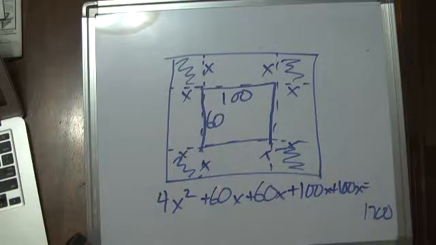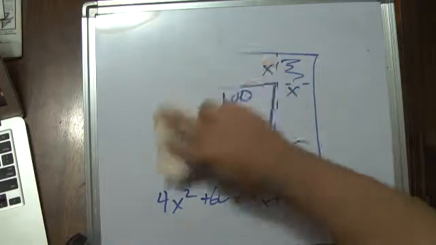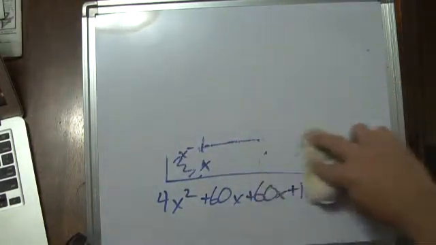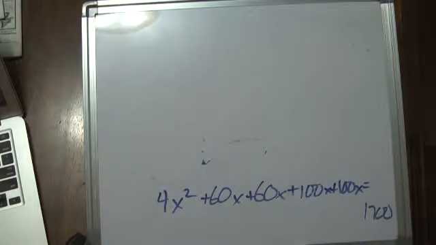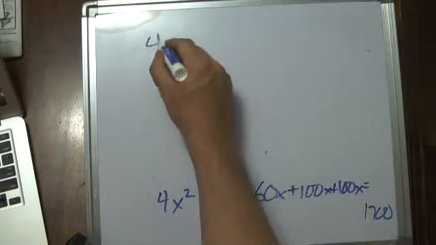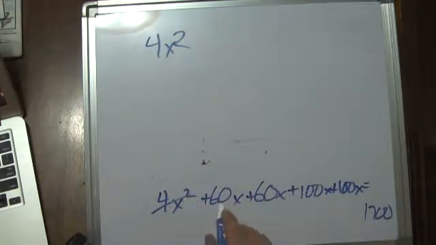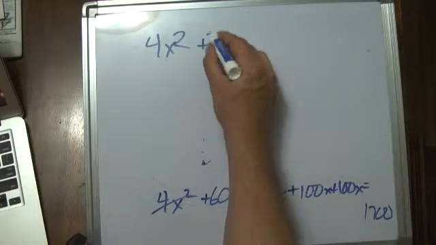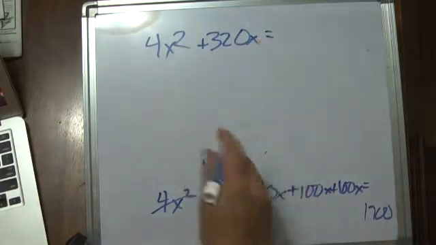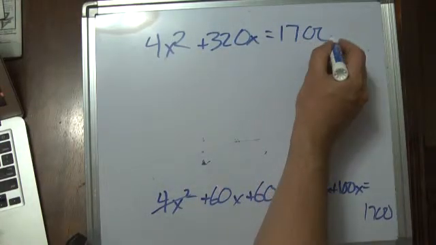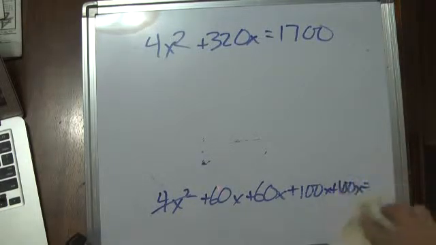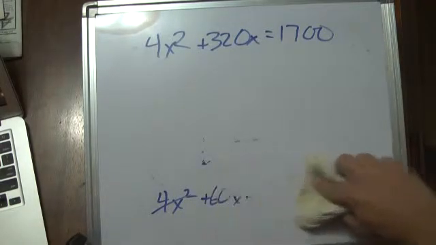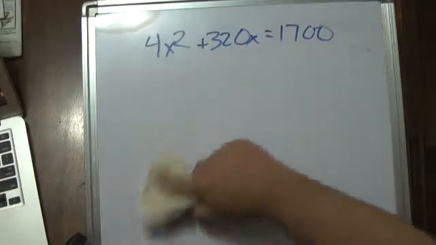I'm going to have to erase my beautiful drawing now. And I'm going to combine those like terms up here. 4x squared. 60x plus 60x plus 100x plus 100x is 320x. Equals 1,700. I have an x squared on there, so what's that mean? It means it's a quadratic equation.